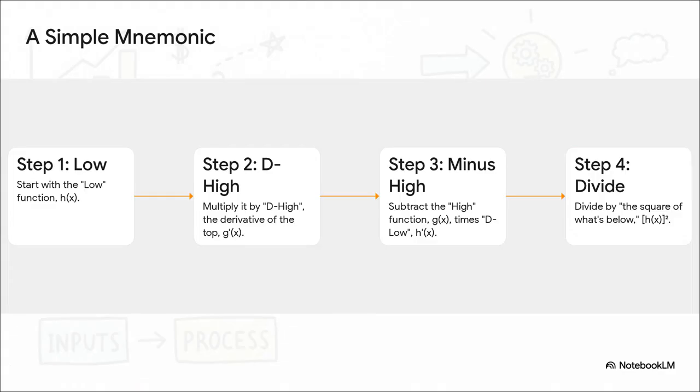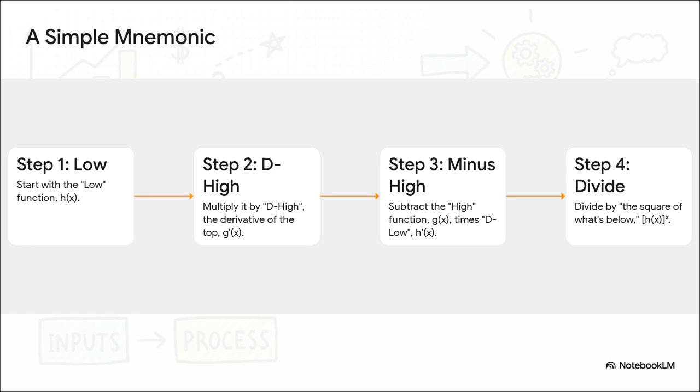And here's a simple mnemonic that I really want you to commit to memory. Seriously, it will save you from so many headaches. It goes like this: low d high minus high d low over the square of what's below. Let's say that together. Low d high minus high d low over the square of what's below.